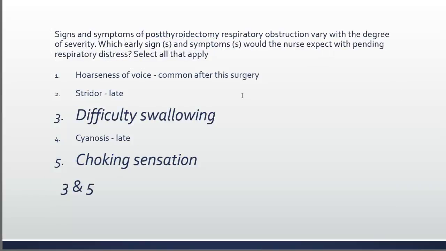And of course, the answer, difficulty swallowing, choking, and sensation. So 3 and 5 would have been correct. Stridor is late. Cyanosis is late. And almost everyone after the surgery is hoarse. Okay.